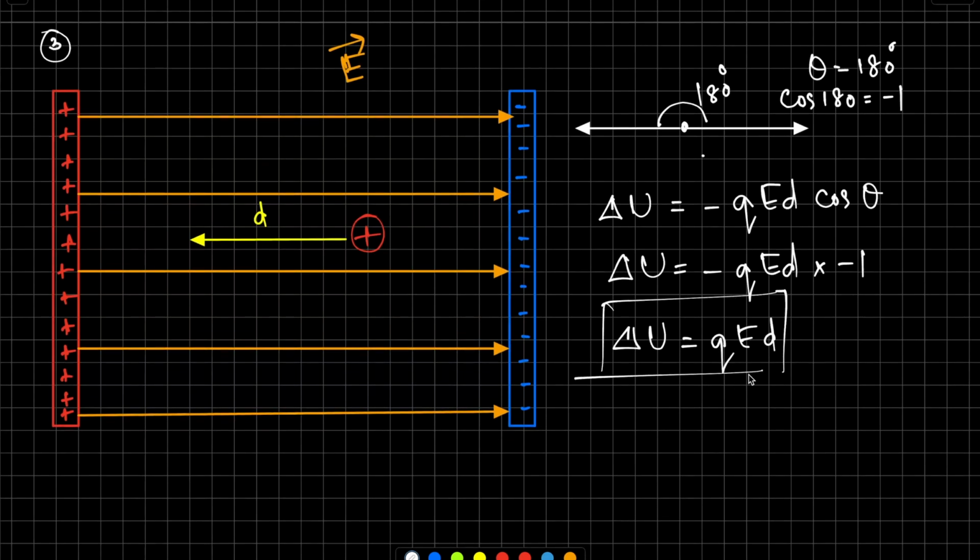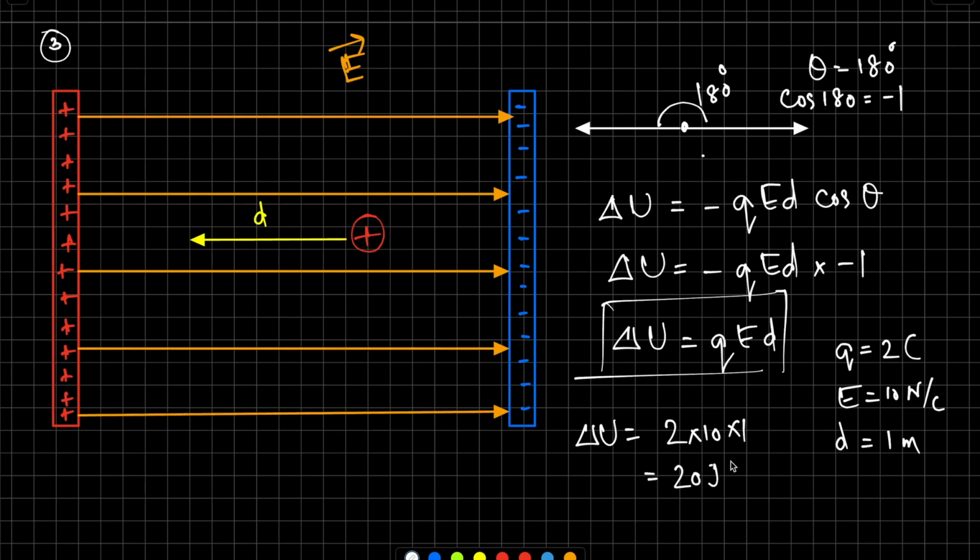Again, let's use the same numbers. Q equals 2 coulombs. Electric field equals 10 Newton per coulomb. Distance 1 meter towards the left. So delta U equals 2 times 10 times 1, 20 joules. So if you move the positive charge towards the positively charged plate by a distance of 1 meter, you are increasing the potential energy of this charge by 20 joules.